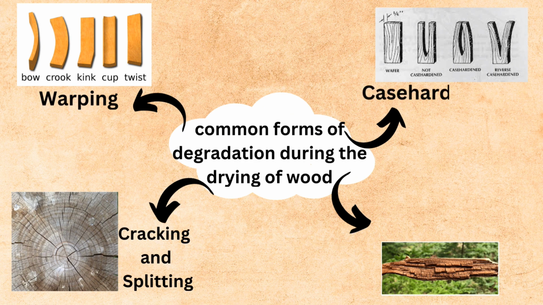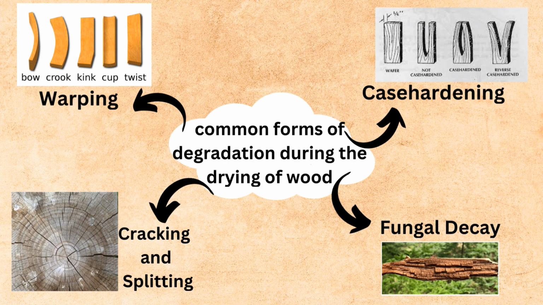And another thing is case hardening. This occurs when the outer layer of wood dries faster than the inner layer, creating a tension gradient. The outer layer may be compressed, making it difficult for the internal moisture to escape. This can lead to internal stresses, and when the wood is later exposed to environmental changes, it may deform or crack. The last but not least is fungal decay.